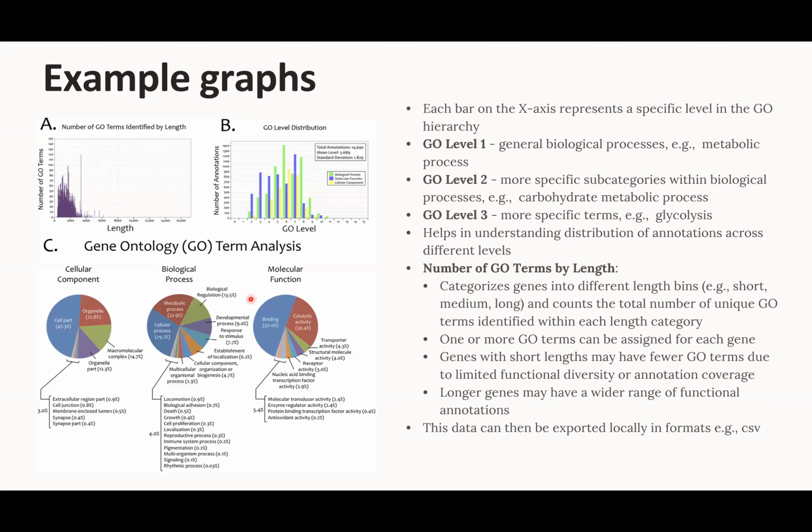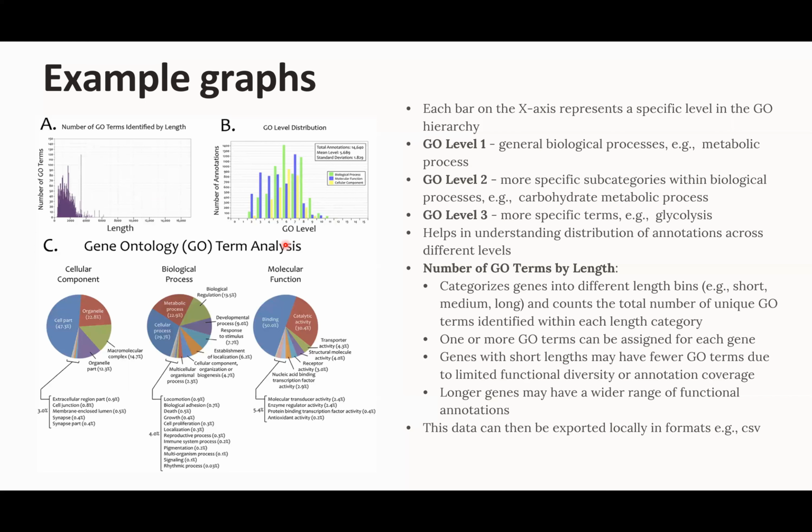So here is an example. You can see there are more graphs here, which I just discussed on the previous page. We have the number of GO terms identified by length. This will show you how many of these terms were identified for which lengths of your sequences. And then the GO level distribution graph shows you the number of annotations against the GO level.